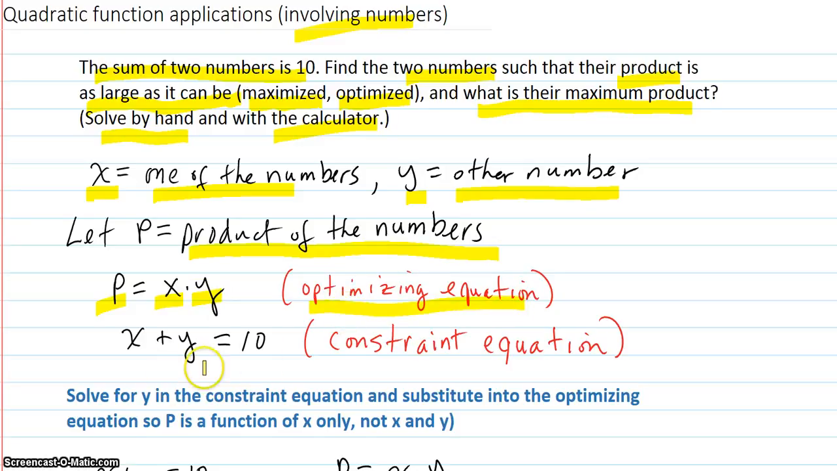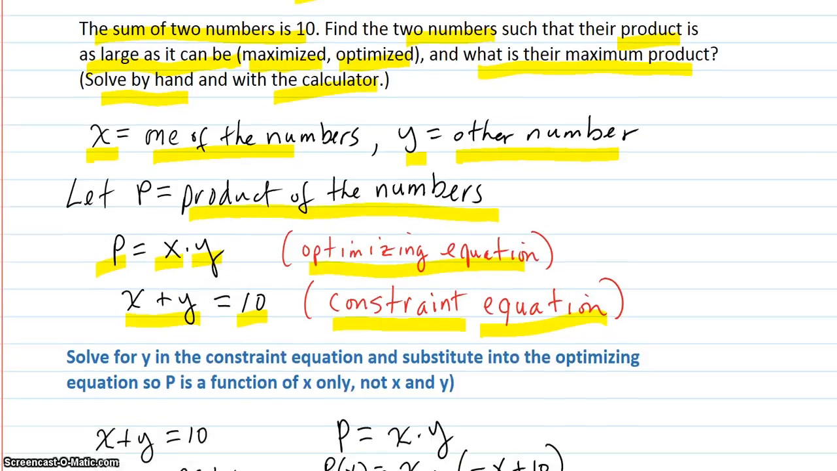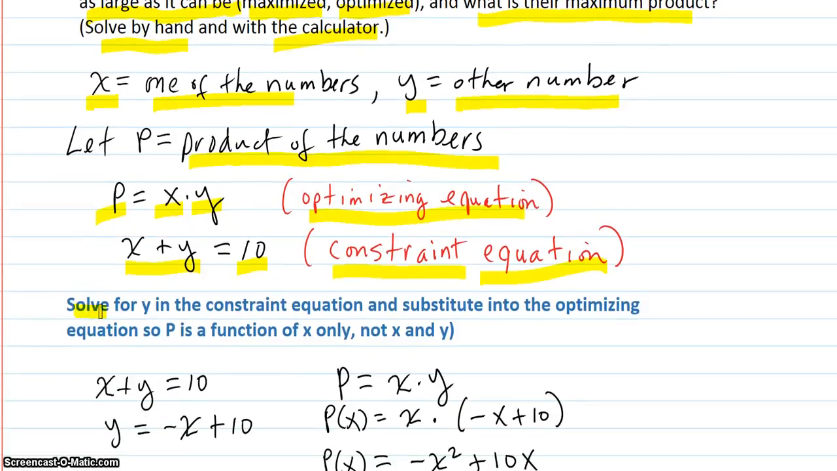Now, we also have a constraint equation here because x plus y is constrained to be 10. That's what ties y to x, so we can end up solving it. So our strategy is going to be solve for y in the constraint equation and substitute into the optimizing equation, so p is a function of x only, not x and y, because we don't know how to handle a function of two variables in this class.